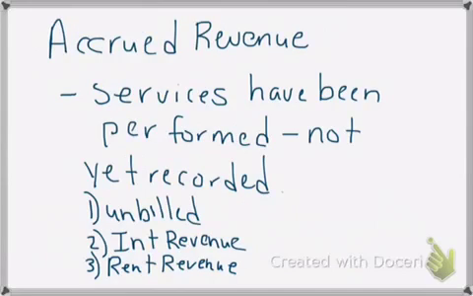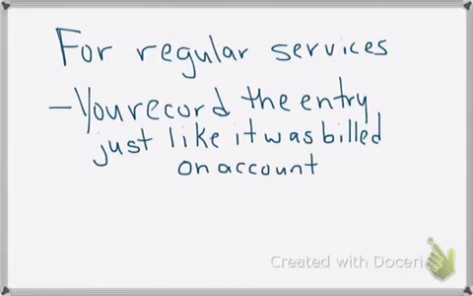When we look at accrued revenue, this is where services have been performed, but they have not been recorded yet, nor have they been paid for yet. The types of things that we will see here is if we have services that we haven't billed yet, those would be unbilled items. You would see interest revenue. You could see rent revenue that we haven't billed yet also. Those are some of the things that we see on this accrued revenue side.